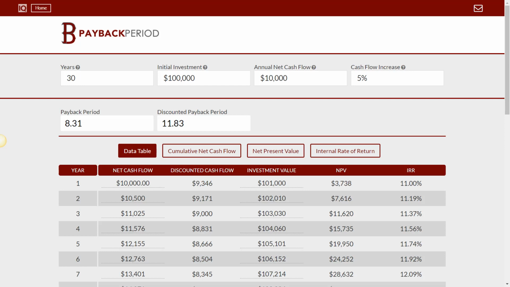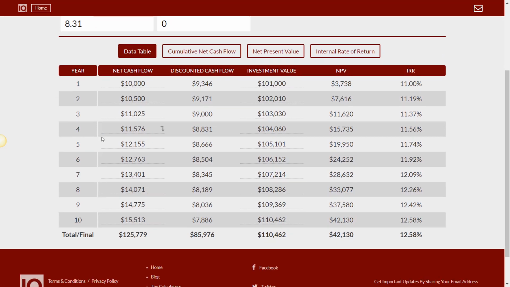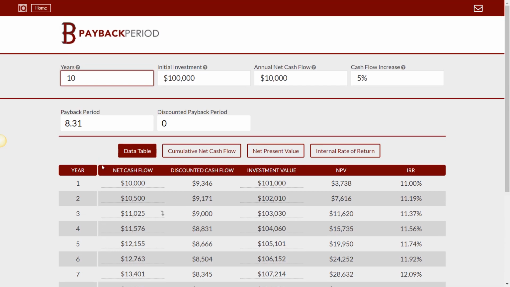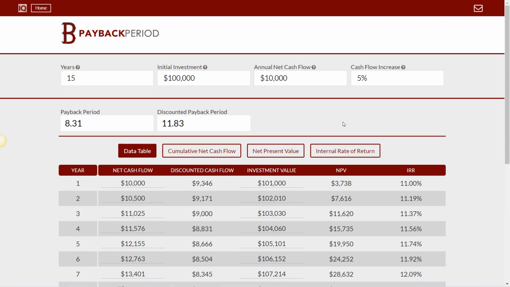Just note that the only thing that years does in this calculator is calculate the number of years the data table below will project into the future. If we change that to 10, the table will project out 10 years. If we change it to 15, it'll project out 15 years. Also note that if the table doesn't extend past the payback period answer, the correct answer won't calculate, as you can see.